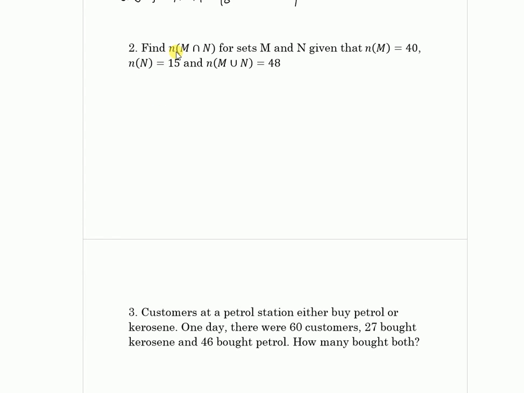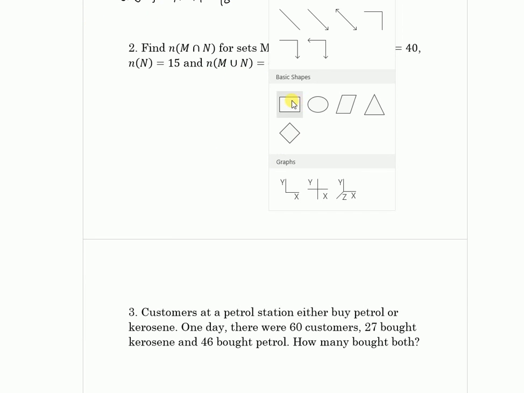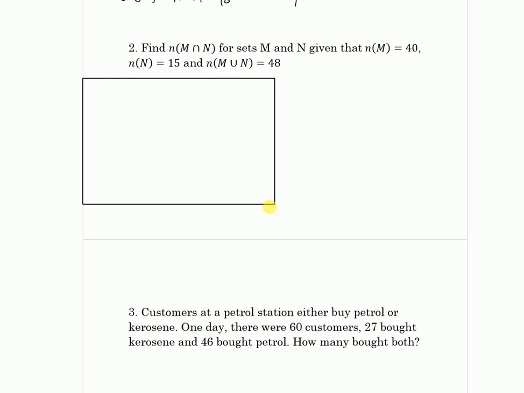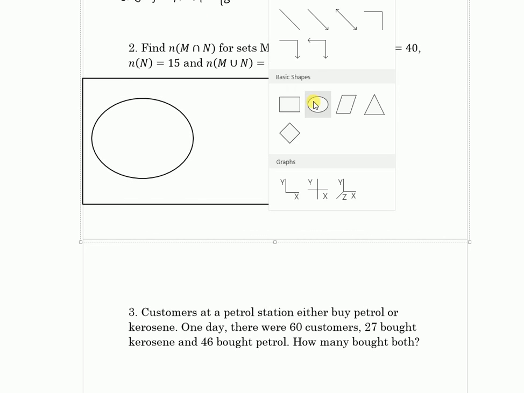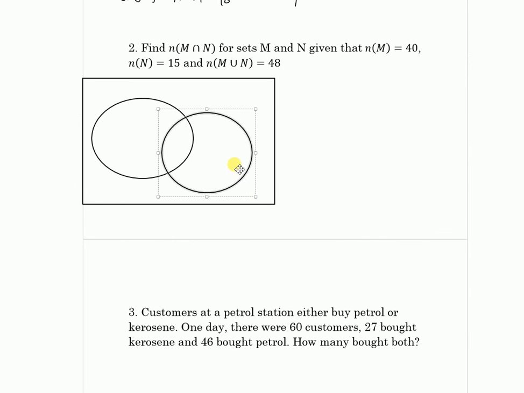Number 2, find number of elements in M intersection N for sets M and N, given that number of elements in M is 40, number of elements in N is 15, and number of elements in M union N is equal to 48. Let me use a Venn diagram and also use the formula so that you learn all of them. It's better for you to learn all the methods, but don't give the examiner both. You just need one solution.